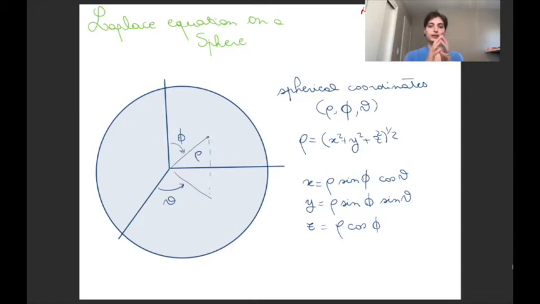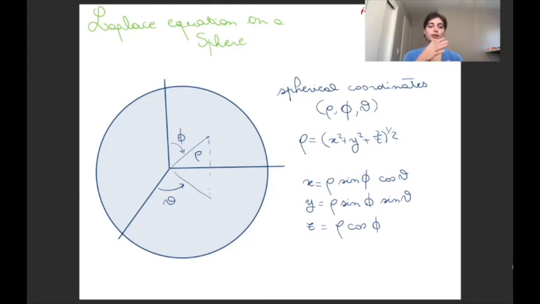And for any point inside a sphere of radius r, we define rho as the distance of the point we're looking at with respect to the origin, theta as the angle between the y-axis and the projection of the point on the xy plane, and psi, that is the angle between the segment connecting our point to the origin and the z-axis. So we now have three new coordinates.